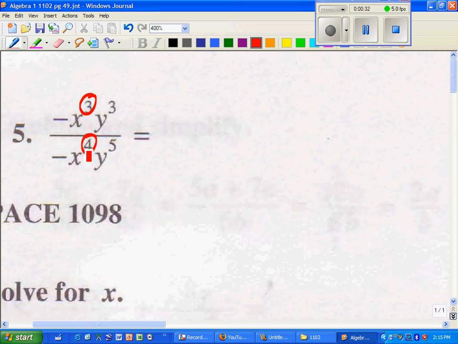So since the larger exponent is in the denominator, my variable stays in the denominator because 4 is larger than 3. And since the larger exponent is in the denominator again because 5 is bigger than 3, when I subtract, my exponent's going to stay in the denominator. So 5 minus 3 is 2. Since I don't have anything in the numerator, I just write 1 because that's what's left, right? It's 1 in front of the x, so all I have left is 1.